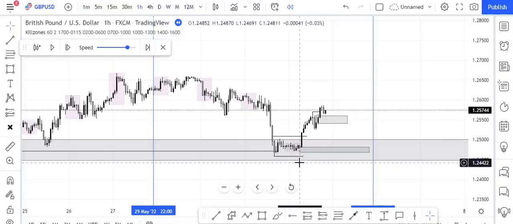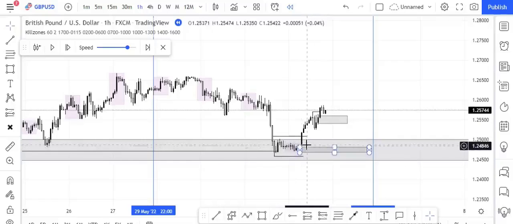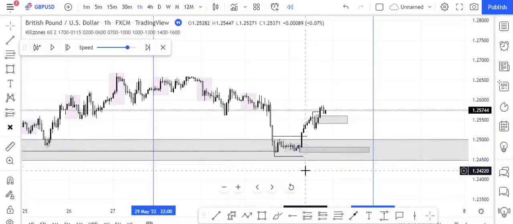If you don't understand about imbalance, please pause the video, go back to our playlist and watch the video on imbalance. All right, now as you can see, you have this clear imbalance here, as clear as day. Anytime you find an imbalance beside your OB, that OB becomes a high probability OB. I want you to understand that.